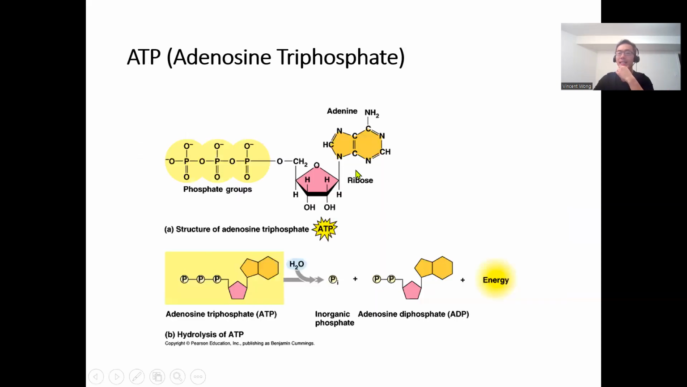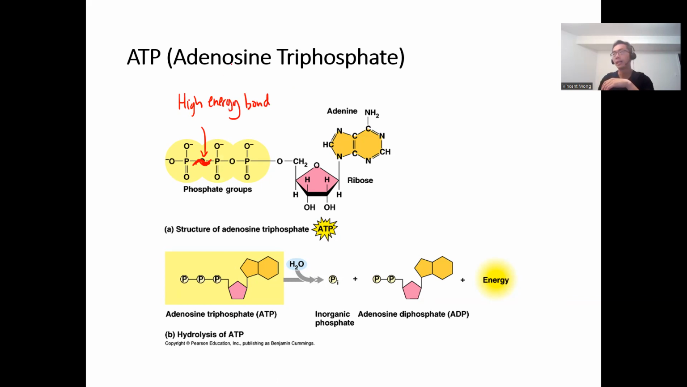So here's the structure of ATP. It stands for adenosine triphosphate. The adenosine is the same as the adenine in DNA. Remember, DNA has A, C, T, and G. The A is the adenine. So we see the double ring structure right here. It's connected to a ribose sugar, and then it's connected to 3 phosphates. Tri means 3. And the last bond connecting the last 2 phosphates together is a very energetic bond, a high energy bond.